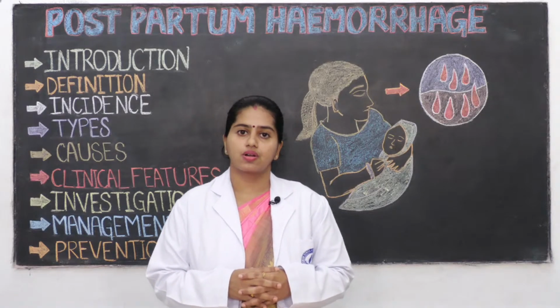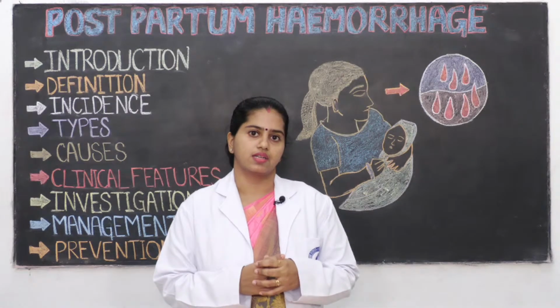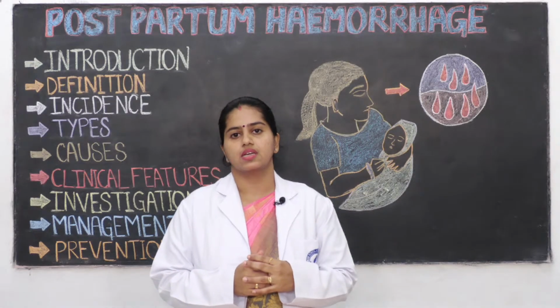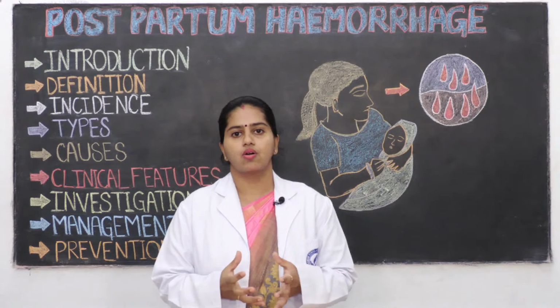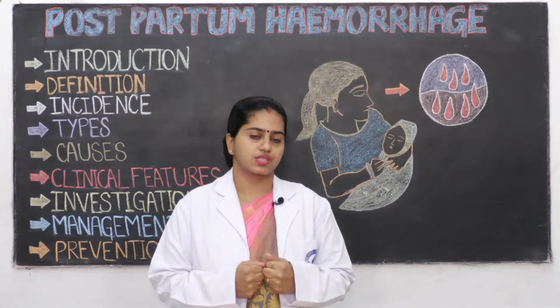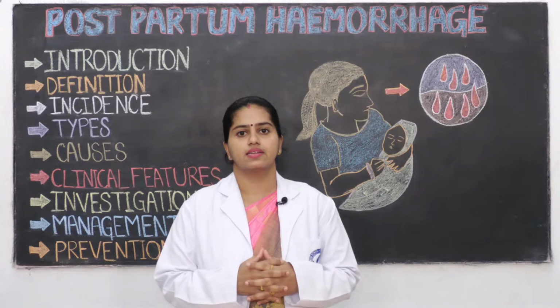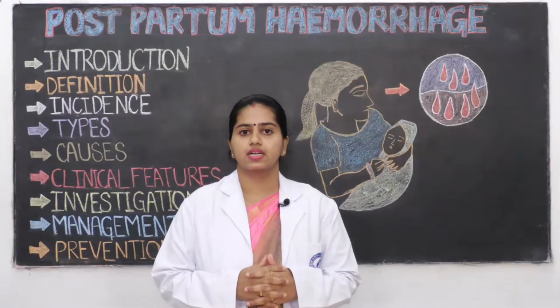And anti-shock garments, non-pneumatic anti-shock garments, are there. Through referral services in the peripheries, they can use this garment, or in the hospital setup also they can use the garment to give pressure on the arteries, and this can minimize the blood loss. And another one is aortic compression.